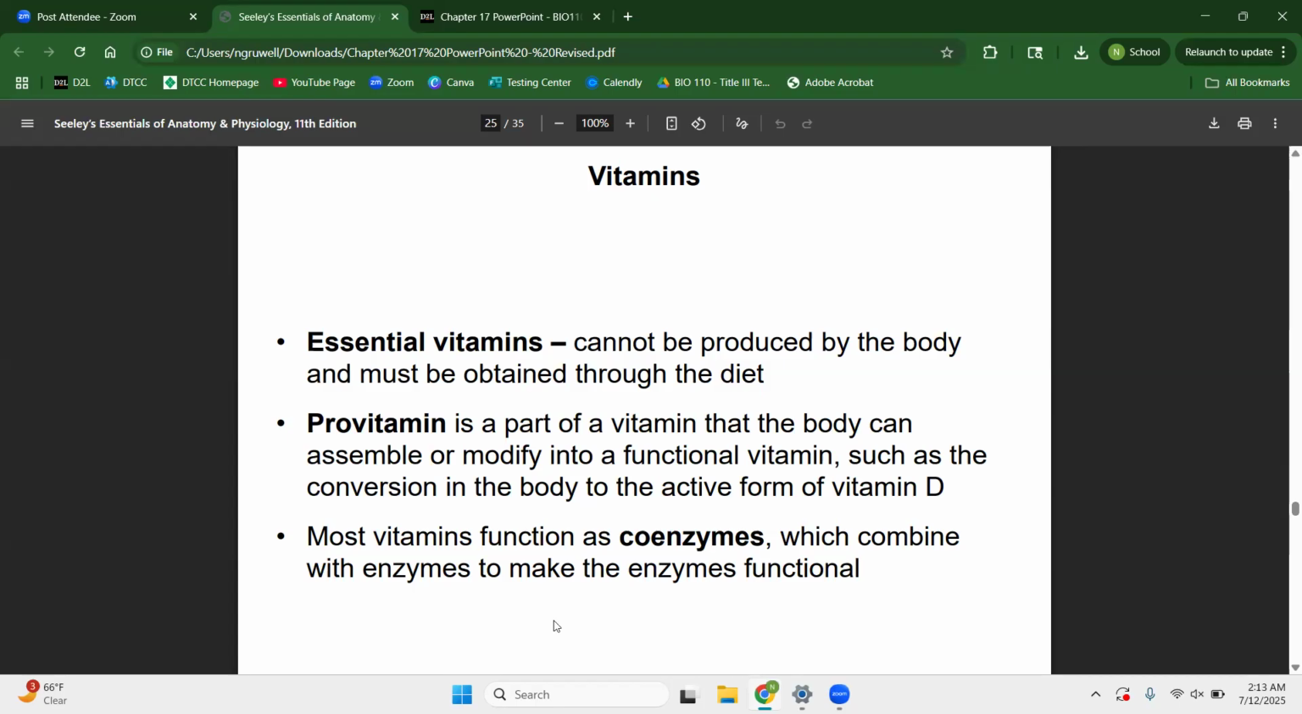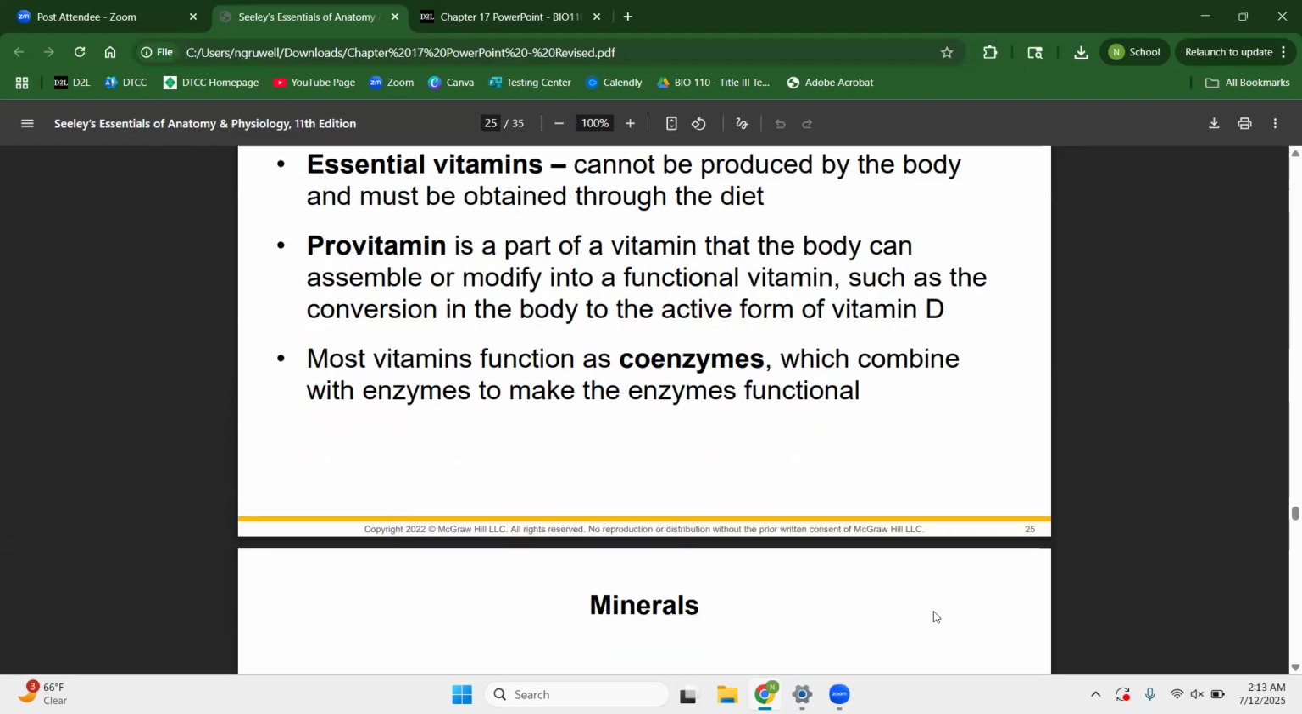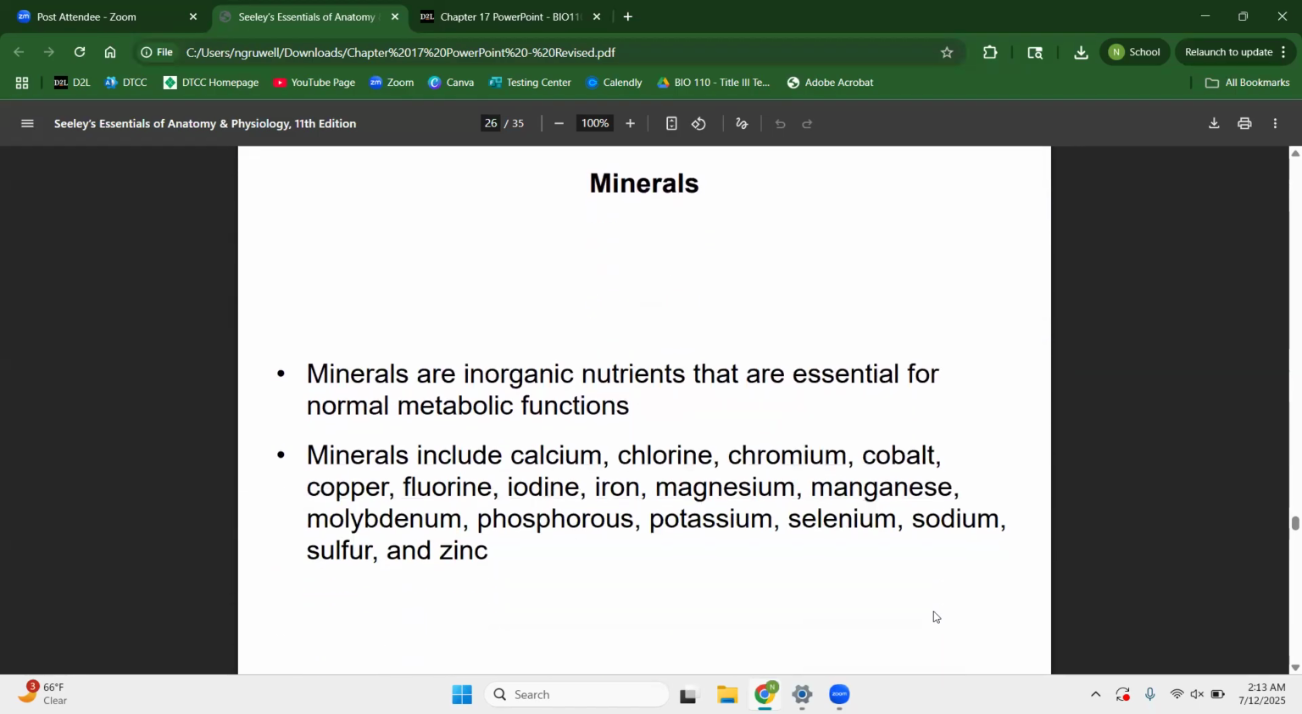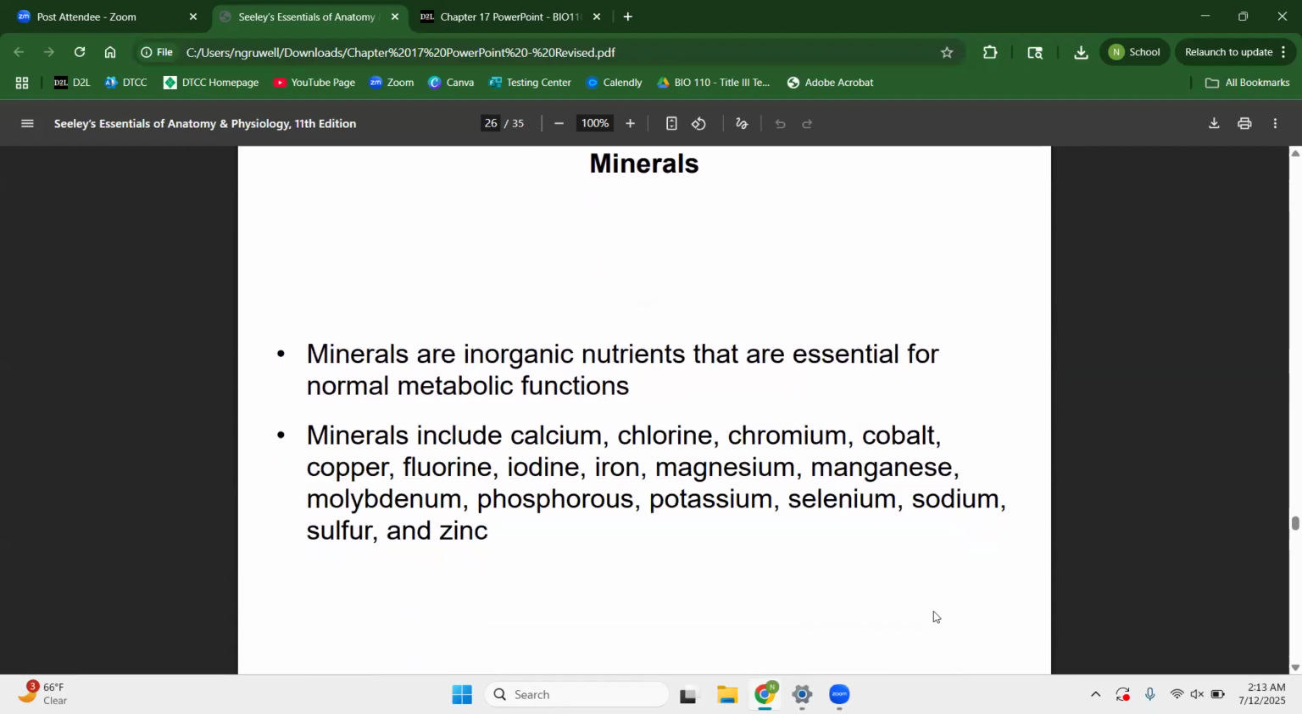The reason vitamins are important is because they tend to function as coenzymes, which means they're going to help our proteins, our enzymes, and make them more efficient and really make them functional in the body. So without the vitamins as our coenzymes, our regular enzymes are not going to function properly.